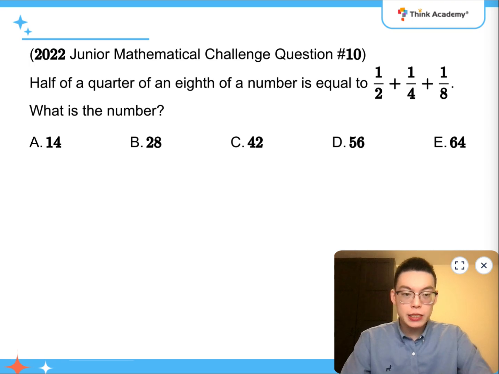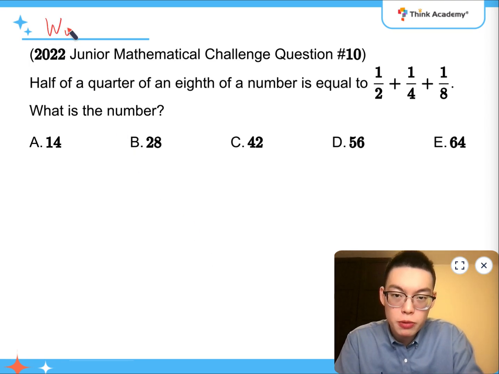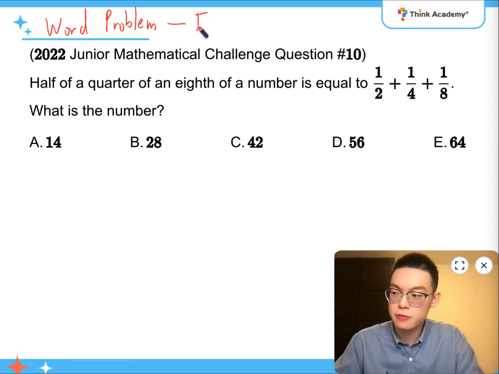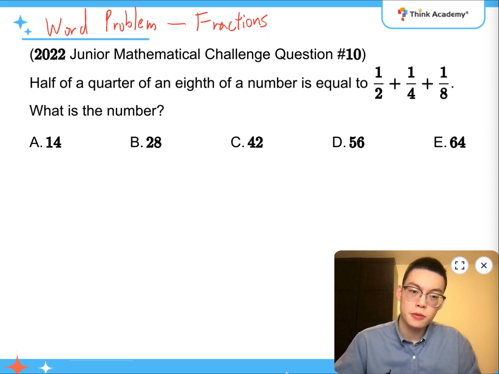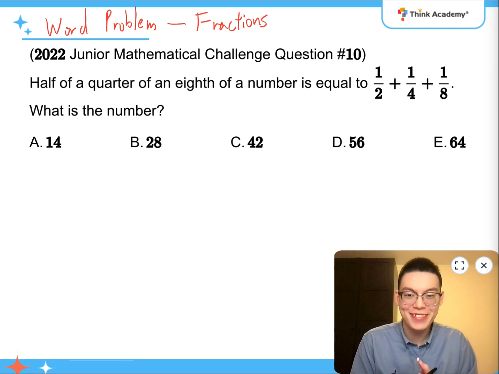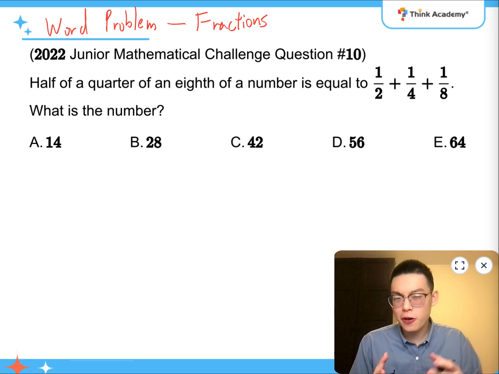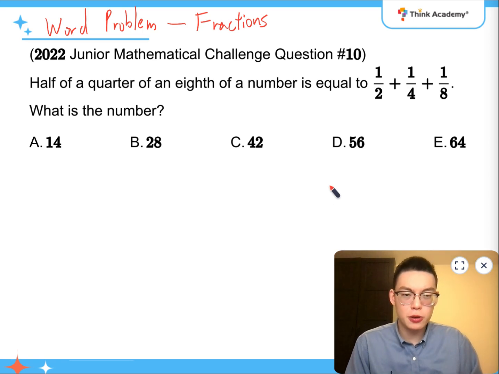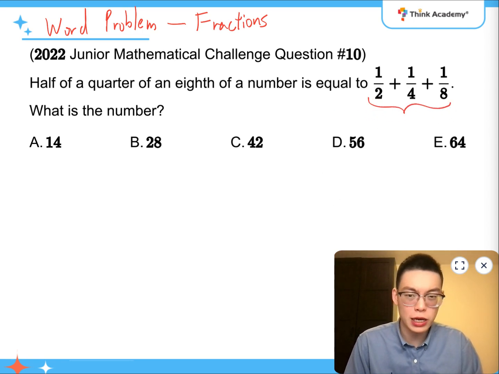All right, and question 10 is a word problem on fractions. I would say it's a word problem, because it's kind of wordy right there, yeah? So half of a quarter of an eighth of a number is equal to that, whatever it is. So what is the number?